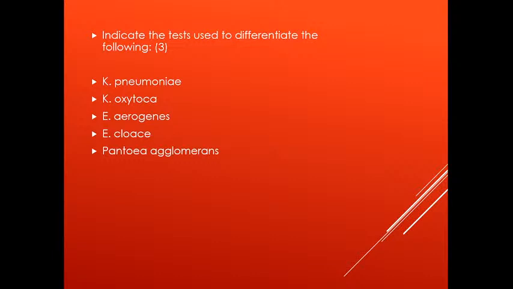For Amanda, who always asks me for ways to memorize certain patterns, this is something that you might be interested in. Klebsiella pneumoniae, Klebsiella oxytoca, Enterobacter aerogenes, and Pantoea agglomerans. I usually just remember KP, KO, EA, and PA. That's my mnemonic for this one, but make sure that you arrange it this way.